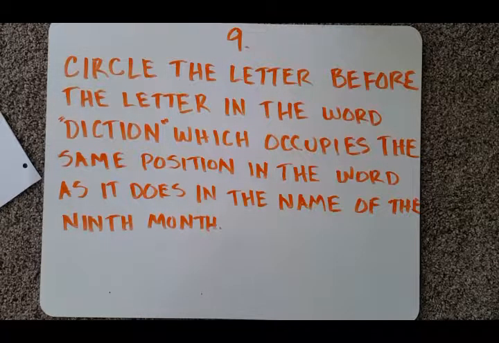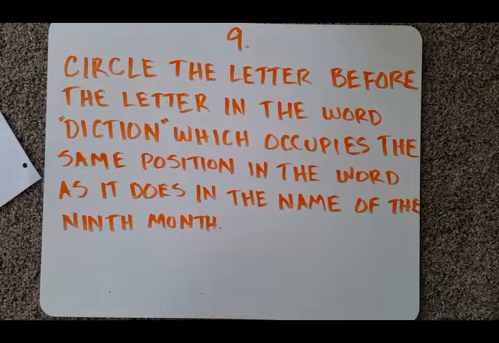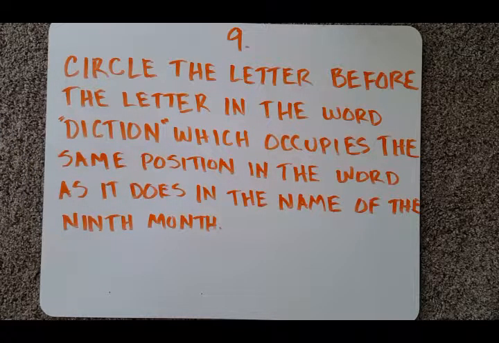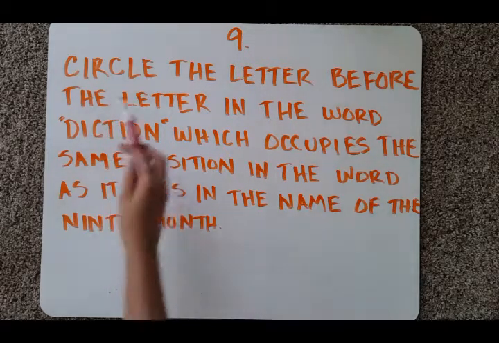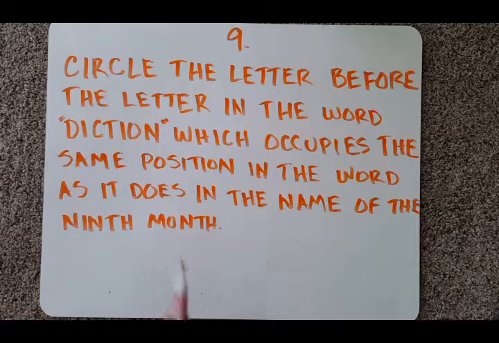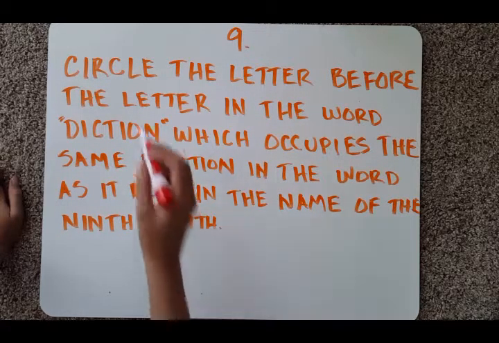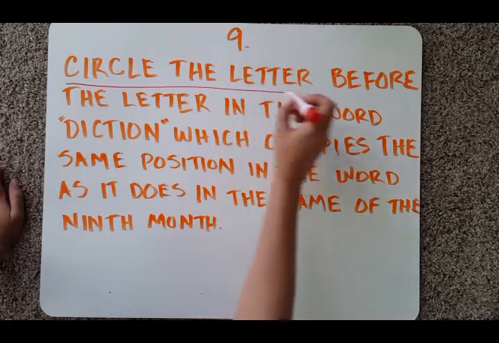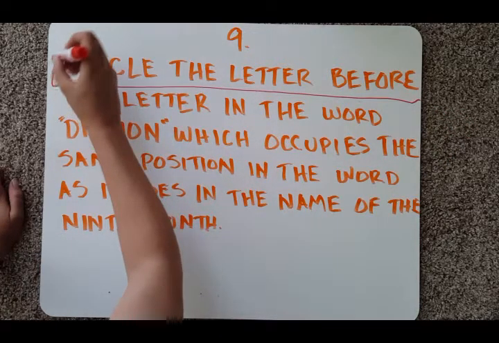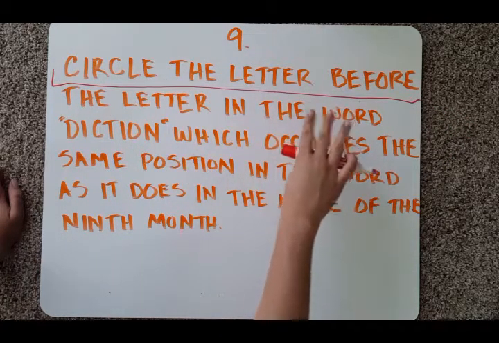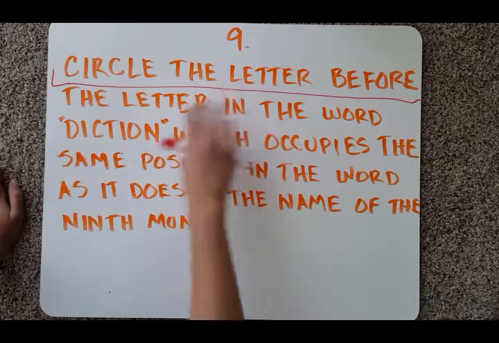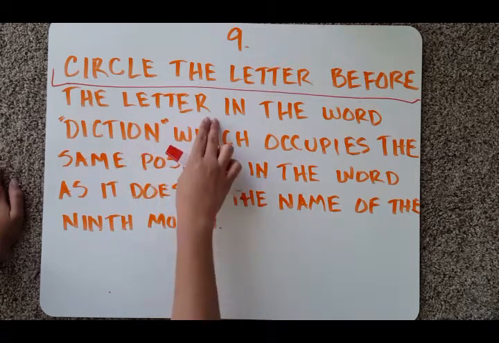All right. So, problem number 9 asks us to circle the letter before the letter in the word diction, which occupies the same position in the word as it does in the name of the 9th month. I know a lot of us seem to get caught up on the circle the letter before the letter. So what I would suggest when doing this problem is take this part above and leave that to last. Even if you need to make yourself a note, come back to that later and focus on this part.